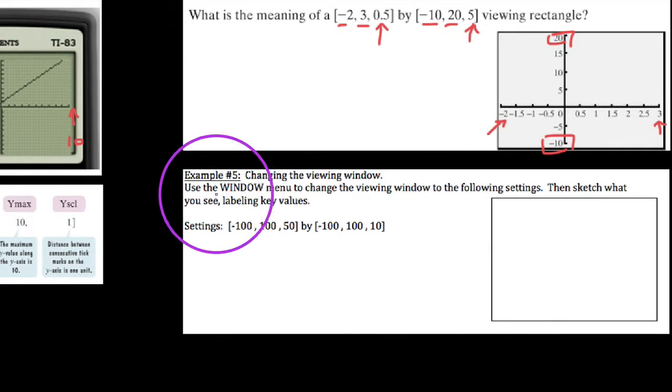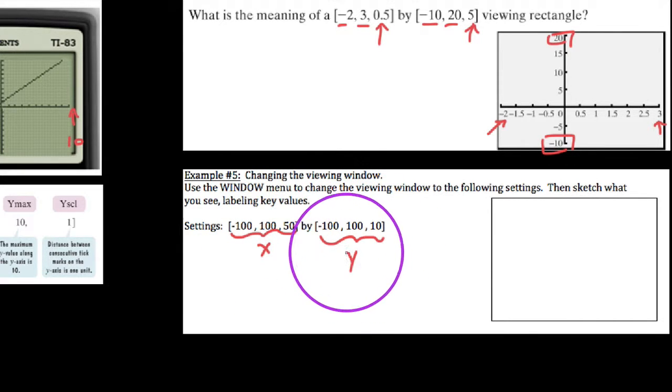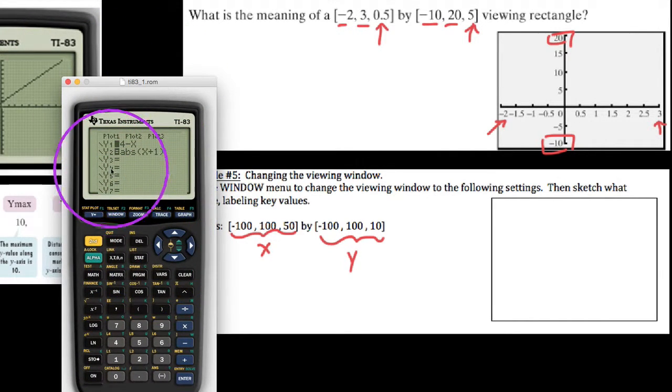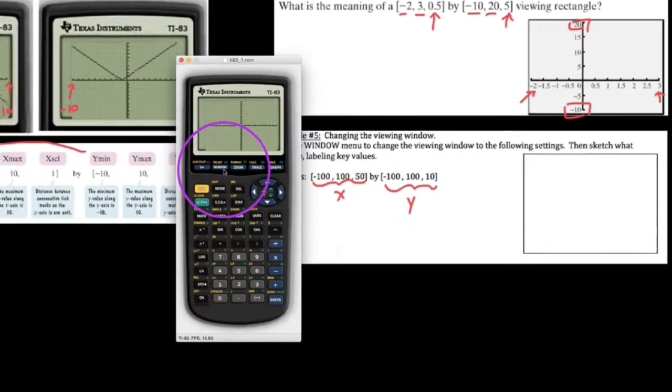What I want to do now is use our window menu to change the viewing window to the following settings, and then we'll sketch what we see, labeling key values. I've already given us some x settings and some y settings: min, max, scale, min, max, scale. Going over to my calculator, I'm going to go to my y equals, and these equal signs, if you click enter on those, you'll notice that they unhighlight themselves. If I go back to the graph, you can't actually see them. The button we want to play around with to change window settings just says window, and it's right next to y equals.